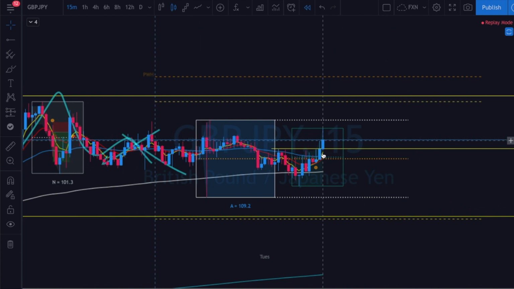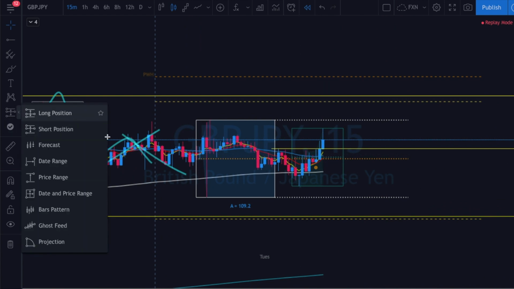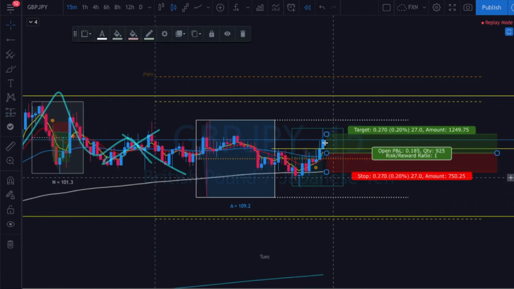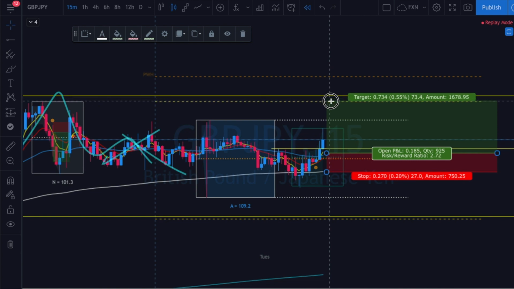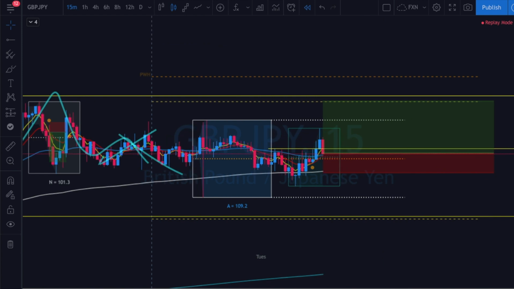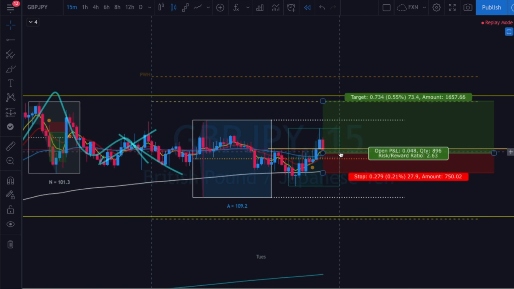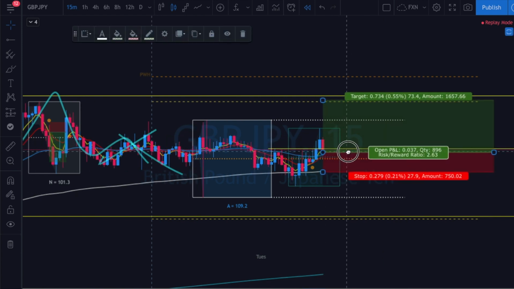If we can get a pullback here in this area, we could go long, and our long would probably go up to here. So if we can get a pullback, we can use the 200 as our stop loss here. So let's see what happens. Okay, right there. We can use that pullback right here.